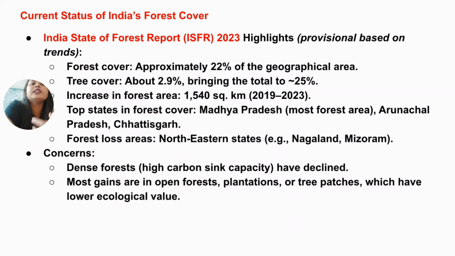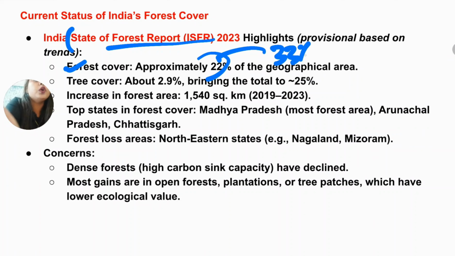So now, whatever stats are available, according to the India State of Forest Report, highlighted in 2023, the forest cover is approximately 22% of the geographical area, but our aim is to cover up to 33%. And the tree cover is about 2.9%, which brings it to approximately just 25%. And how much have we increased so far? 1540 square kilometers have increased from 2019 to 23.